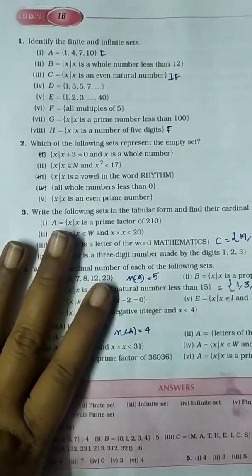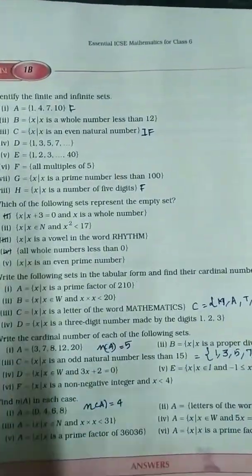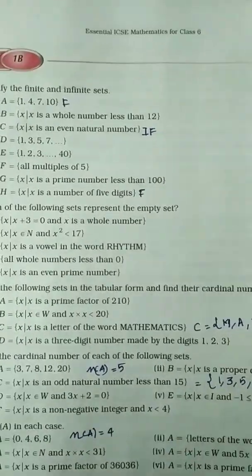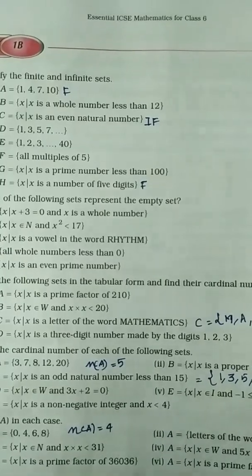C is equal to set of all x such that x is an even natural number. They have not specifically said up to 10, up to 40 like that. Any specification is not made. They have generally given even natural number. So it is an infinite set.